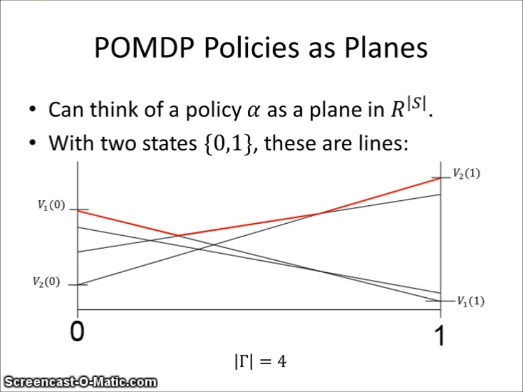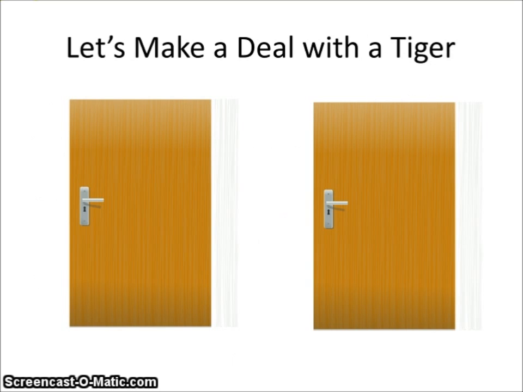It's not too complicated, but I won't go into the details of how that's done. Okay, so let's show a simple 2-state POMDP. It's called the tiger problem.